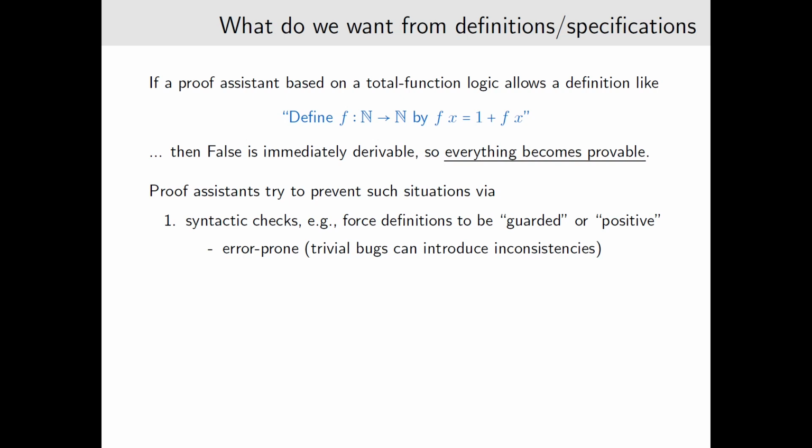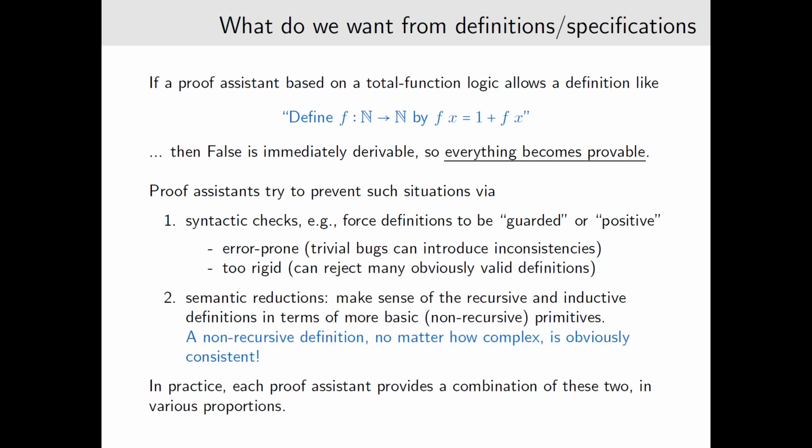And these are useful, and we use them in our intuition, but if they stop there, if they are not backed by a semantic processing, they are error prone. So if you introduce a bug in the syntactic check, if there's no further guardian there, then the definition is inconsistent, so you introduce an inconsistency in a proof assistant.